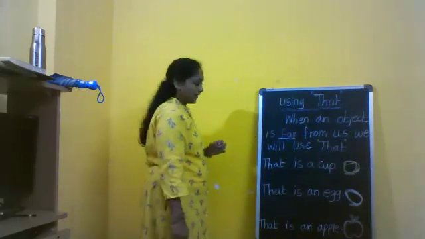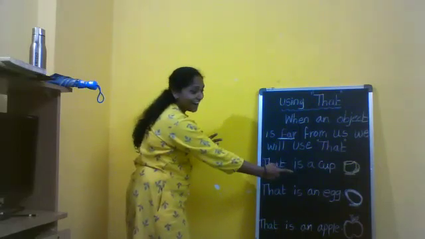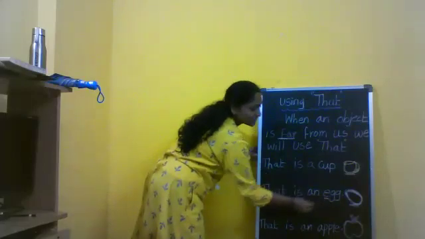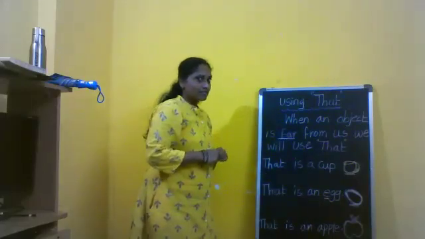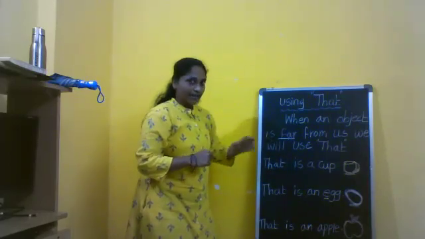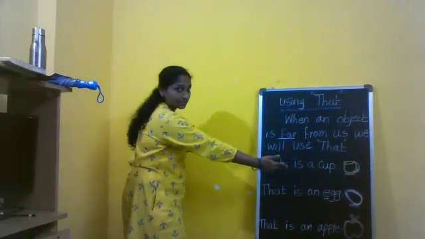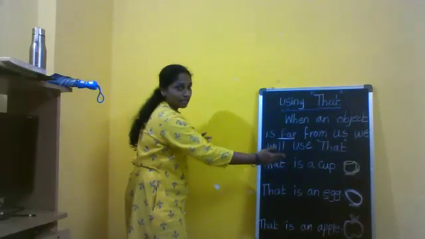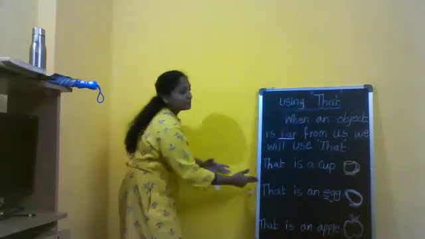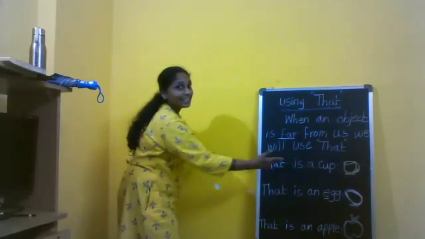Okay, dears? Next, what is the picture? Egg. "Egg" spelling starts with E. Is E a vowel or a consonant? Vowel. Before a vowel, which article do we have to keep? An, right? Now, what is that? I am asking, what is that? For the sentence, what are we using? That. That is an egg.